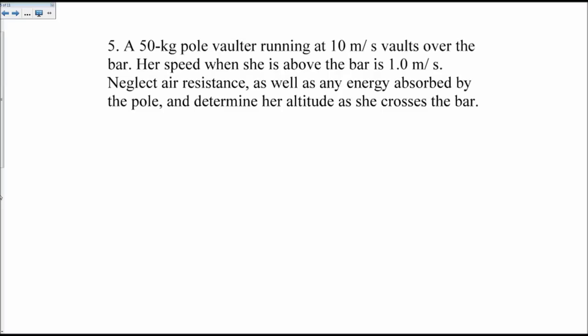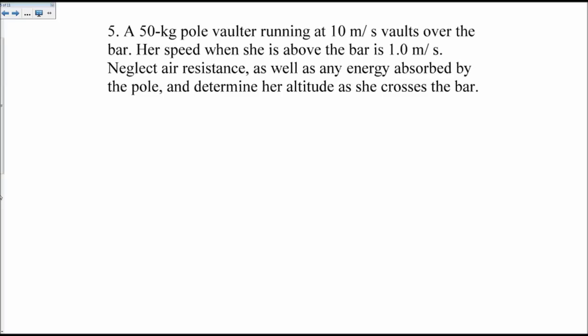All right, a 50 kilogram pole vaulter running at 10 meters per second vaults over the bar. Her speed when she is above the bar is 1 meter per second. Neglect air resistance and energy absorbed by the pole. Determine her altitude as she crosses the bar. All right, pole vaulter. And she jumps, goes over the bar, and comes back down.